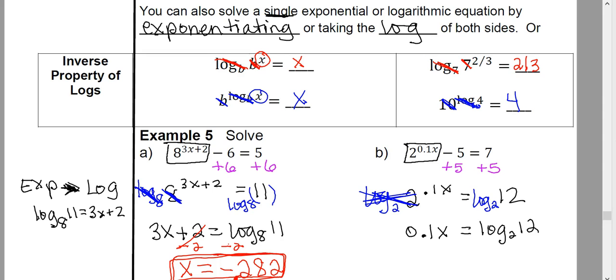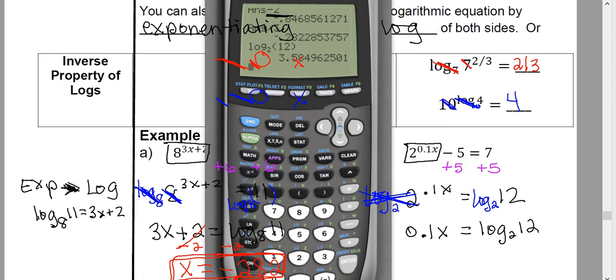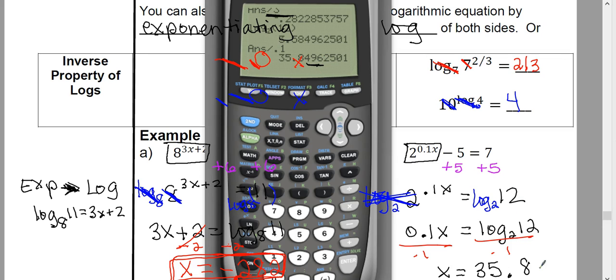Again, really all it does is it makes it switch sides. It keeps the x on the right side instead of switching it to the other side. Alright, so alpha window 5, put a 2 there and a 12 there, and we get 3.58, and we take that and we divide it by 0.1. So when we divide it by 0.1, we get that x equals 35.8496, it's just going to move the decimal back 1. This part right here would round to 5, so 35.85. That's what we get there.